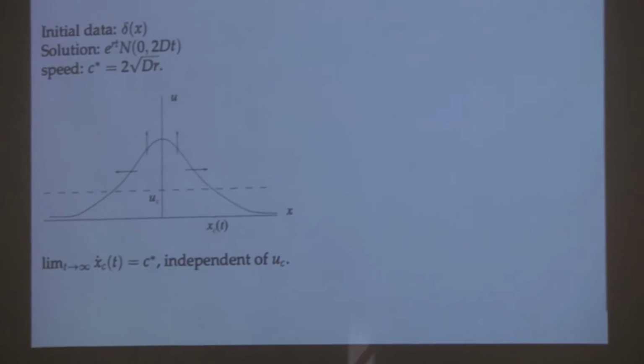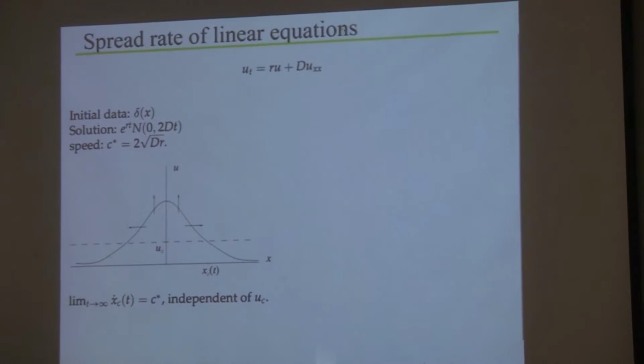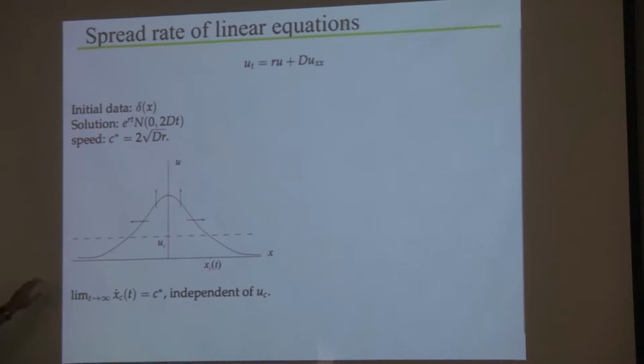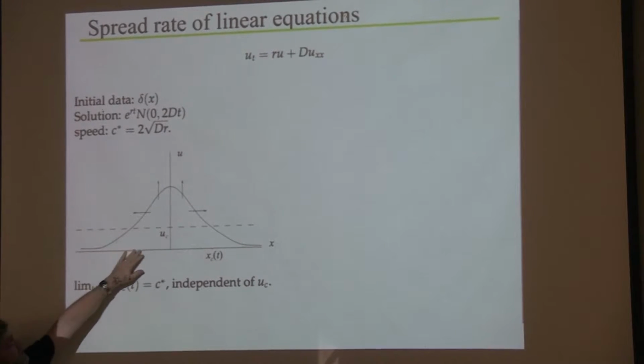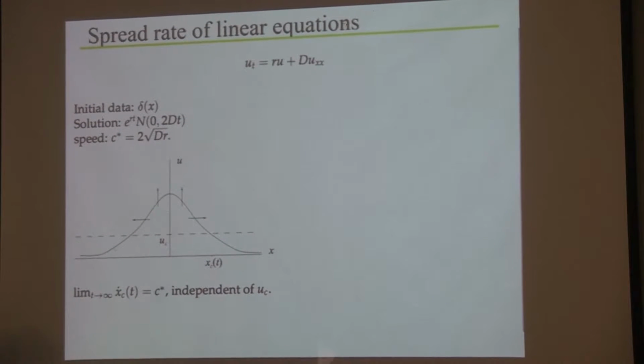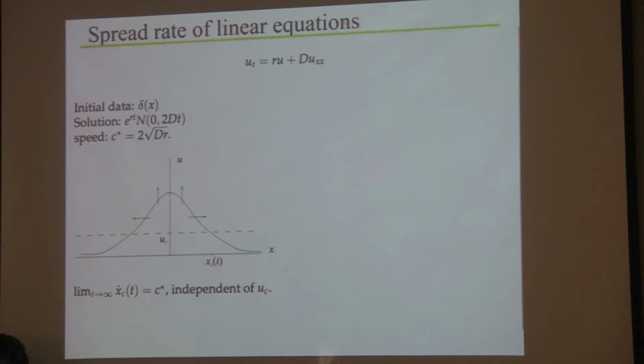If you look it up or ask your neighbor or do it yourself, what you see is that this becomes a little bit like, now I have to remember whose talk this was, if it was Jacek or Yuri, one of the talks yesterday, where we saw this Gaussian. The solution to this, if we start with individuals at one location, is a Gaussian, a bell-shaped curve, a normal distribution that grows like e to the rt.